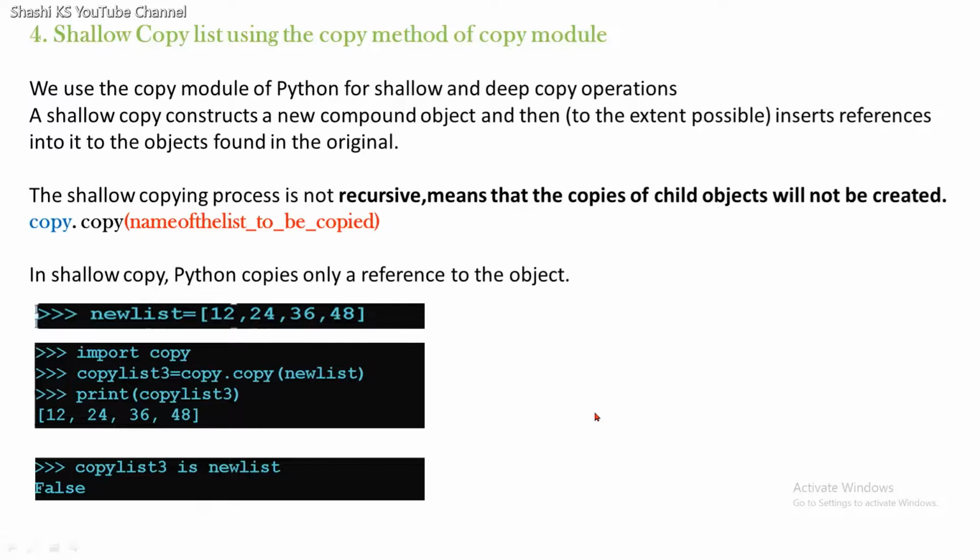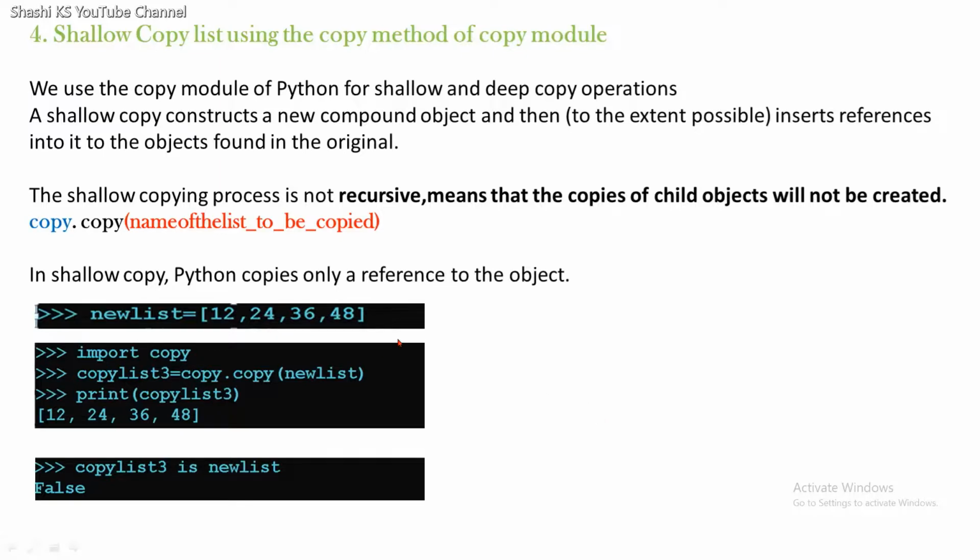A shallow copy will construct a new compound object and insert references into it of the objects found in the original. So only references will be created, and it will not be independent. When you have nested objects present within the list to be copied, whatever changes you make in the nested objects will be reflected in the copied object also.